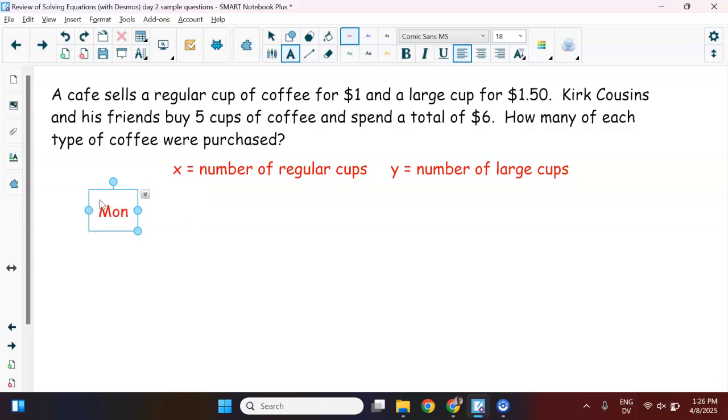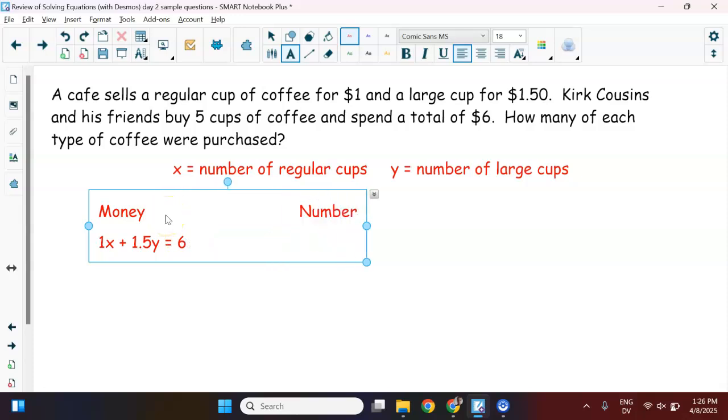Okay, so you're going to have 2 equations. One involving the money, which is $1 per regular cup plus $1.50 for large cups, and that has to be $6. If we spend a total of $6, then it was $1 times however many of these cups, and $1.50 times however many of those cups. Then our other equation is just the number of cups. I know that because we have a total of 5 cups. So the number of cups has to be 5. If you add the regular cups plus the large cups, that has to be 5 because we got 5 total.